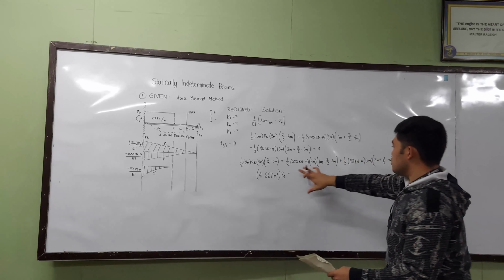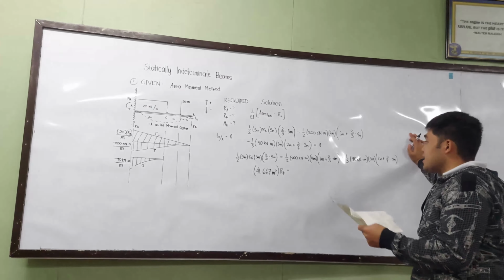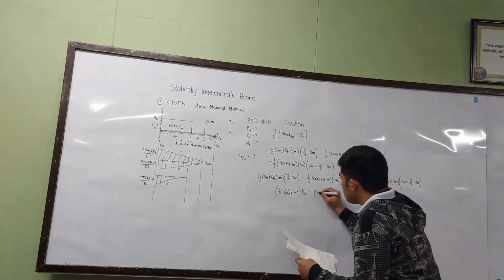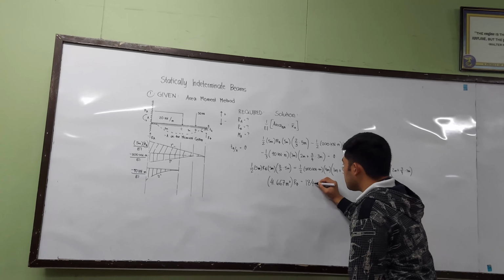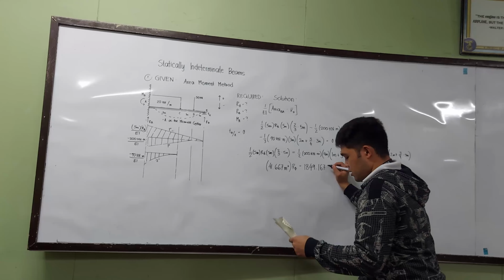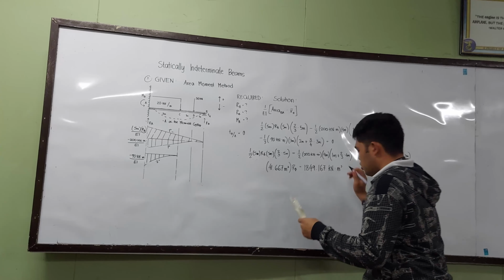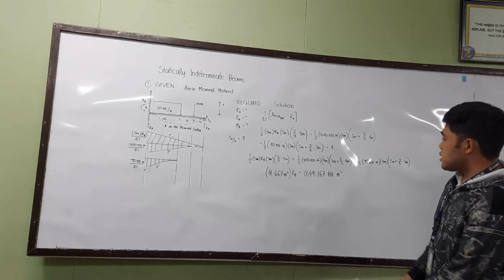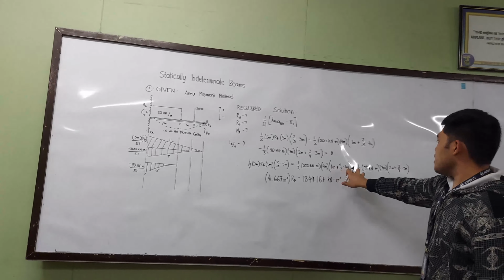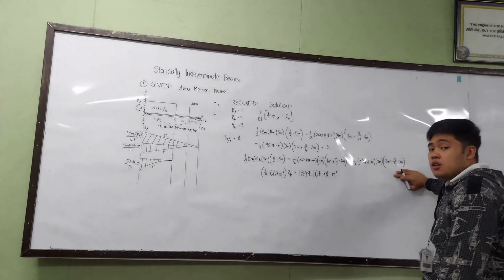Okay? So by calculating these values, again, we'll get an answer of 1,849.167. And it's kilonewtons times meters cubed, since kilonewton times meters times meters times meters.